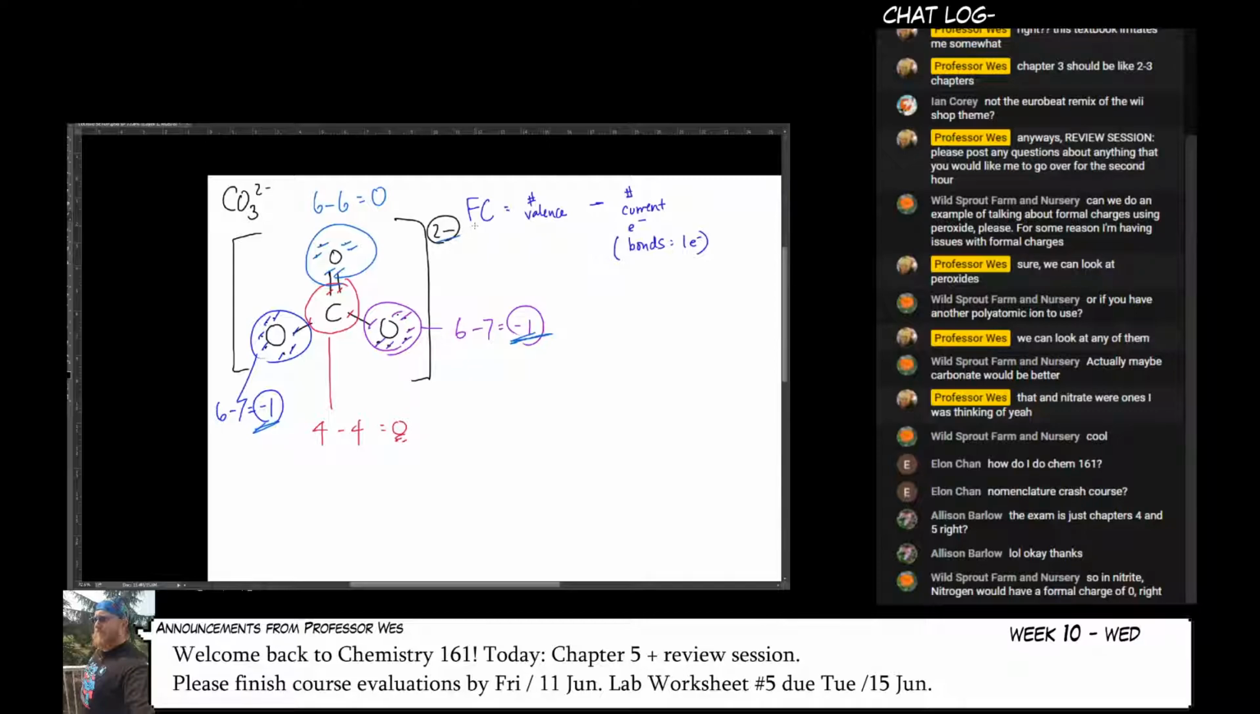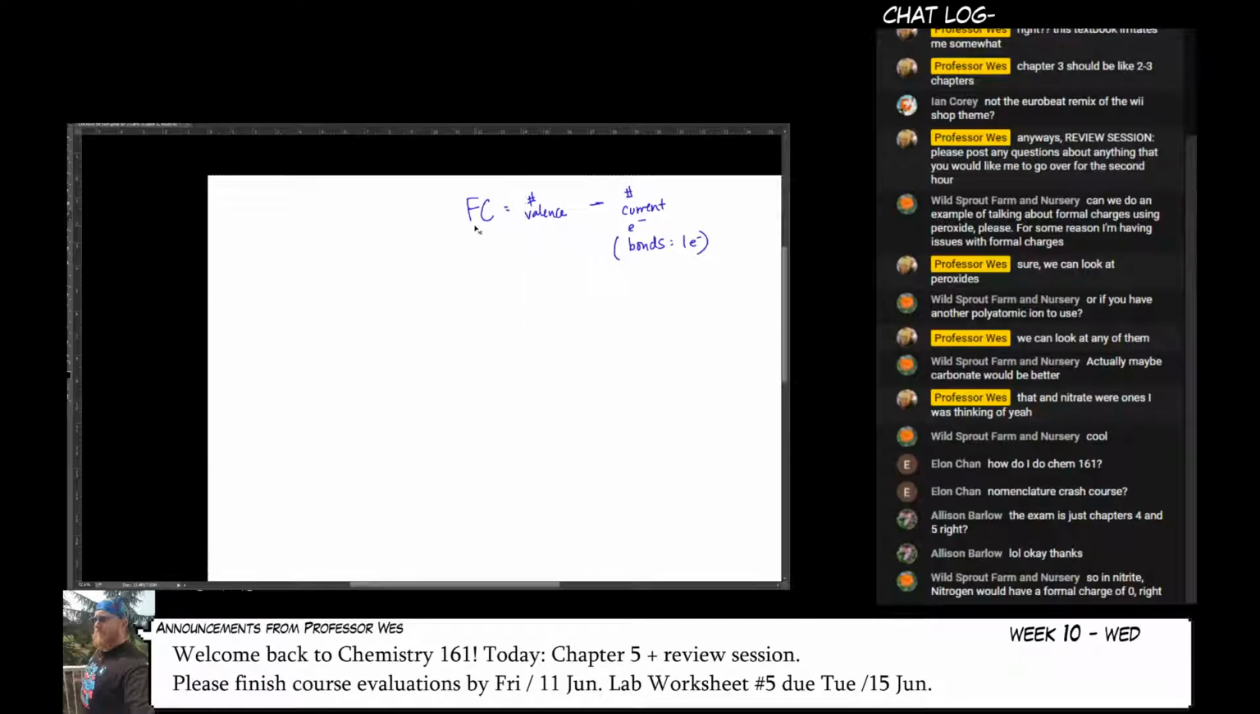So in nitrite, nitrogen would have a formal charge of 0. We can check. Let's do nitrite real quick. So nitrite is NO2 minus. All right, I believe that that's right. Let me count those again. 6, 12, 17, 18. 16, or 8, 16, 18. Yeah, there we go. So here's the structure for nitrite.